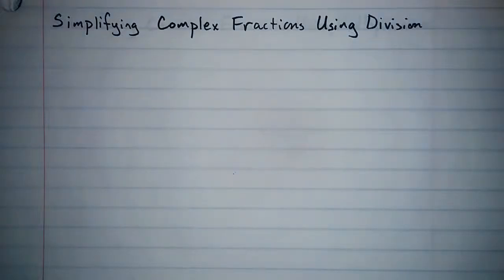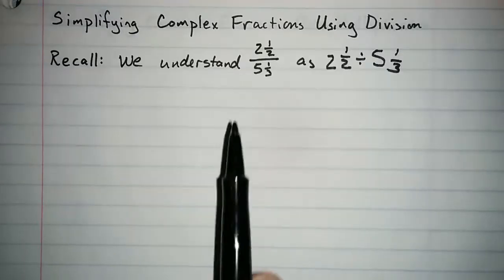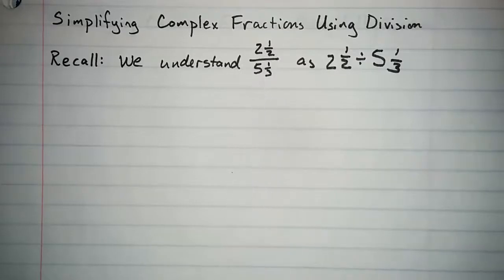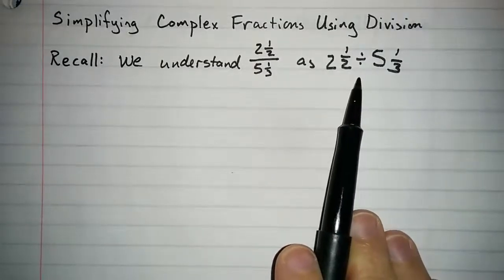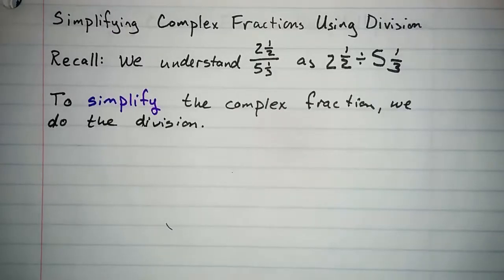Now, complex fractions are kind of complicated and hard to work with. So the first thing that we're going to want to do when we're confronted with one is typically going to be to simplify it. And how do we simplify it? Well, remember, in the last video, we said how we were going to understand a complex fraction. We said we were going to understand 2.5 over 5 1/3 as a division problem, 2.5 divided by 5 1/3, which gives us an obvious way to simplify this complex fraction. To simplify the complex fraction, we just do the division.